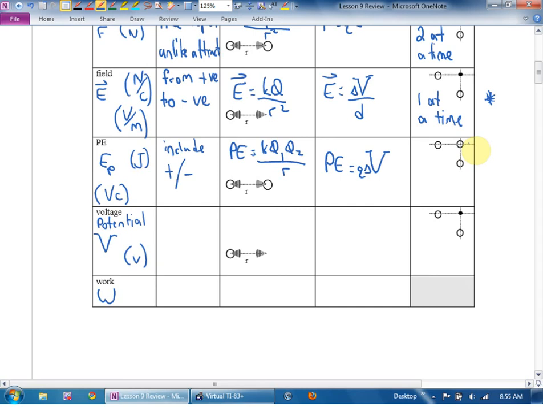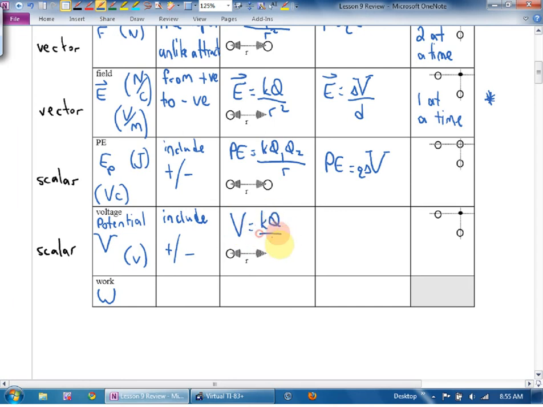Then we had potential or voltage. This also was a scalar. So we include the plus or minus. In fact, you know what? I'm going to add here vector, scalar, because you know one of the questions they love to ask is, which of the following are vectors, or which of the following are scalars, right? What was the equation for voltage from a point charge? V equals KQ over R.